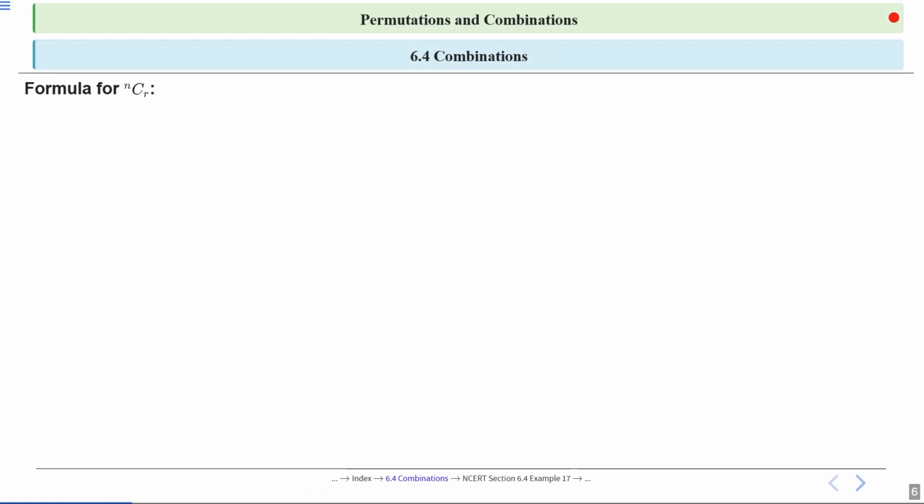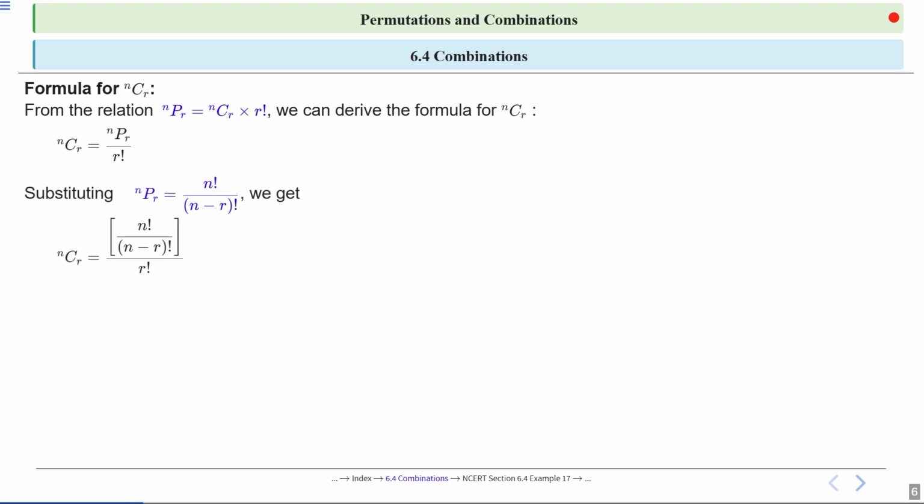Now we will focus on deriving the formula for combination. Okay, so we will look at the formula for nCr. From the relation nPr is equal to nCr into r factorial, we can derive the formula for nCr. That is, nCr is equal to nPr divided by r factorial. Substituting here nPr equal to n factorial upon (n minus r) factorial, we get nCr is equal to n factorial upon (n minus r) factorial upon r factorial.